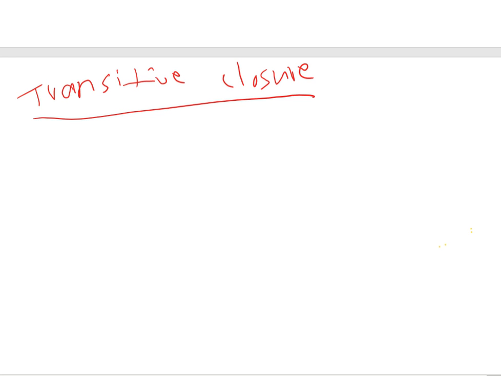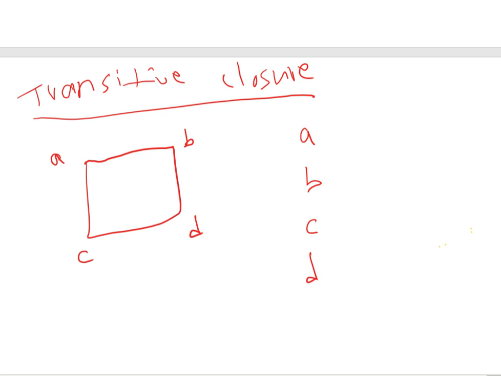Next is transitive closure. What does transitive closure mean? We have a graph like this, A, B, C, D. Transitive closure is a matrix representation of a graph. To represent the matrix of a graph, we need to write the rows A, B, C, D and the columns A, B, C, D.